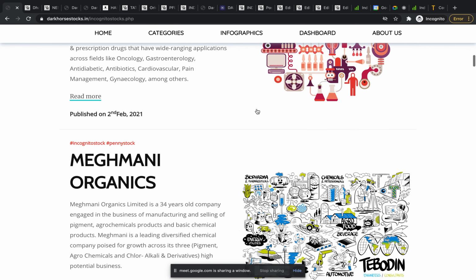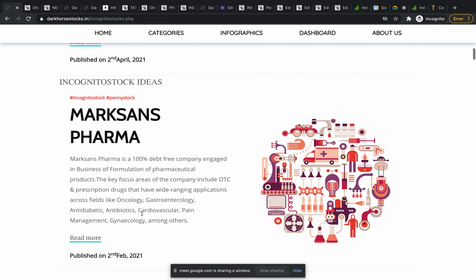However, recent ideas, say for Make Money Organics, have delivered a significant amount of returns in the short term. That does not mean other stocks are also going to deliver significant returns. Marksans Pharma, if you check, has not delivered a single percentage of returns since the suggestion.